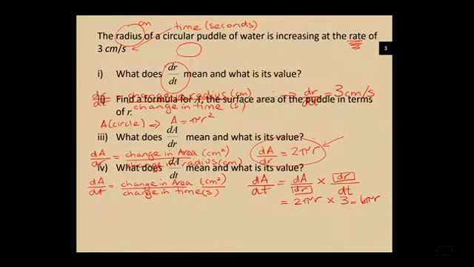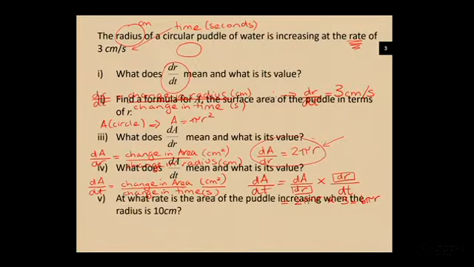That's the spot you want to freeze the story and find the value of. So it says, at what rate is the area of the puddle increasing? So the question wants you to find dA/dt. I'll put that and say when r is equal to 10 centimetres. That's what the question wants, the rate that the area is increasing.